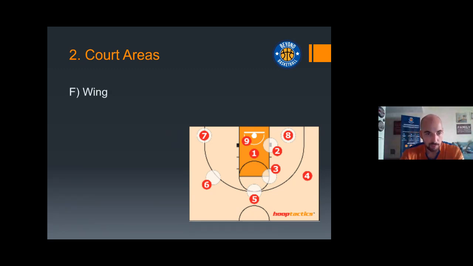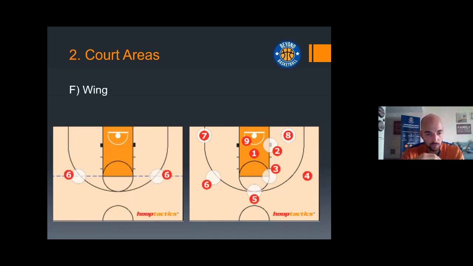Next one will be the wing area as well. The wing area is located on the side of the court near the free throw line extended. In defense, wing areas can be ball side or strong side and weak side, according to the location of the player with the ball. That means that the wing on the same side as the ball handler is the ball side or strong side wing, and the wing on the side away from the ball handler is the weak side.